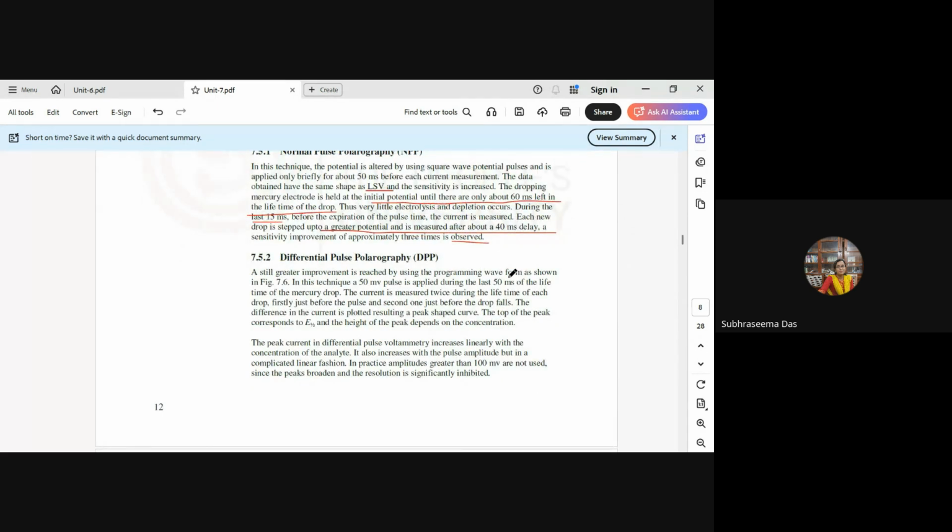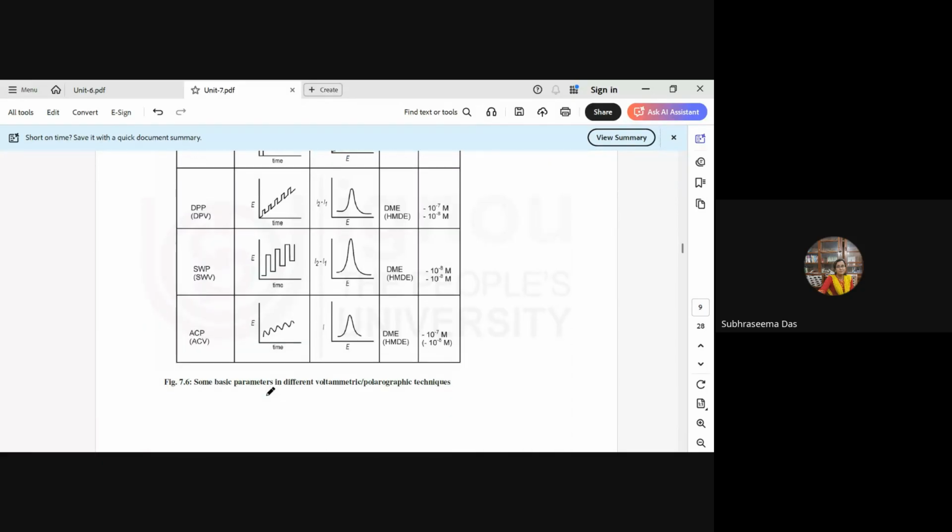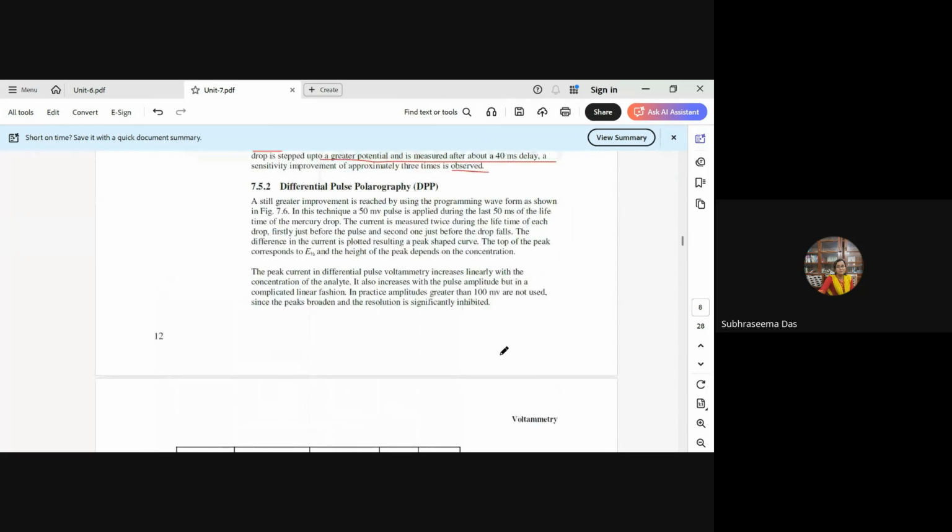Then coming to differential pulse polarography. It is an improved form, as shown in figure 7.6, with some different basic polarographic techniques. In this technique, a 50 millivolt pulse is applied during the last 50 milliseconds of the lifetime of the mercury drop. The current is measured twice during the lifetime of each drop, firstly just before the pulse and second just before the drop falls. The difference in the current is plotted, resulting in a peak-shaped curve.